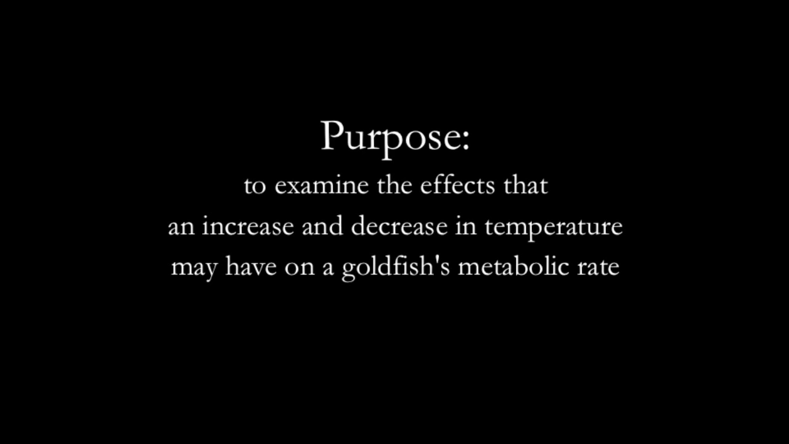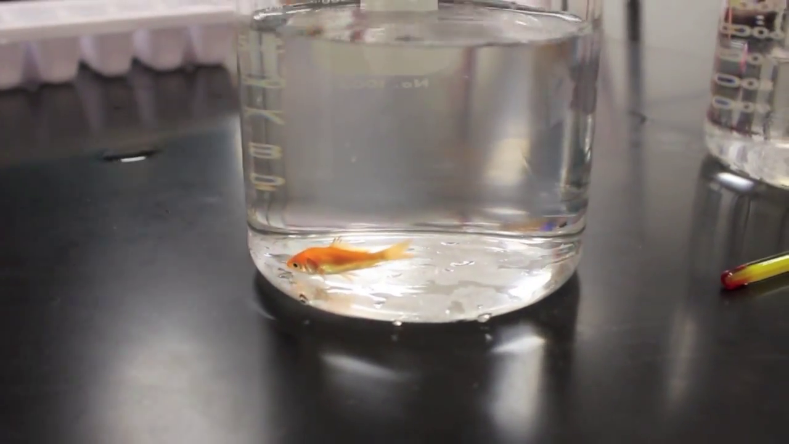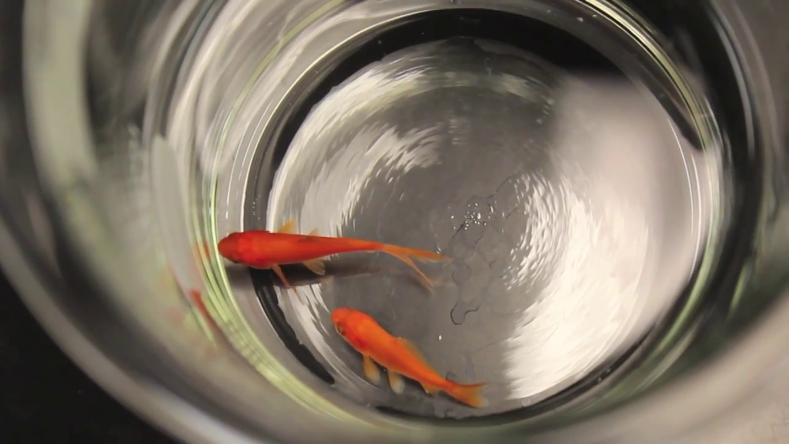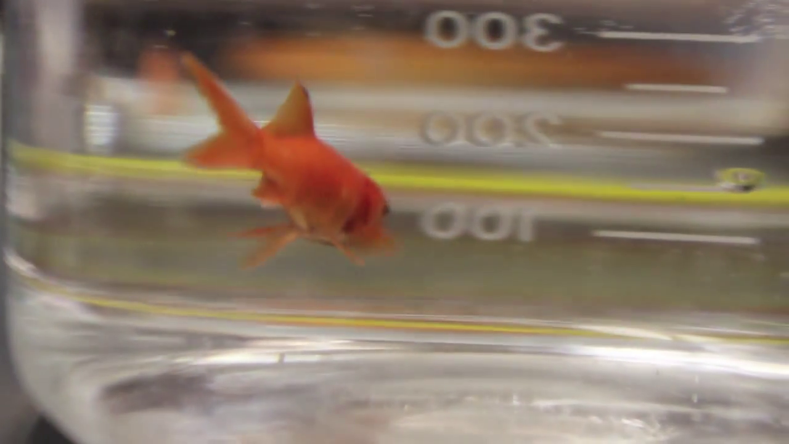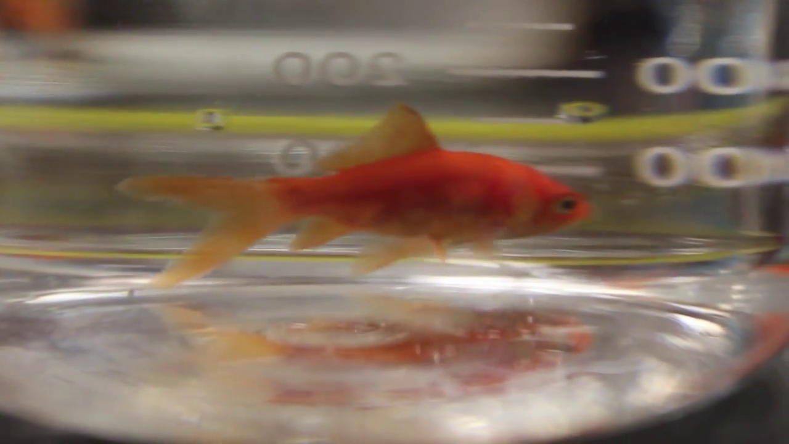In our experiment, we will examine the effects that an increase and a decrease in temperature may have on a goldfish's metabolic rate. It's important to know the effects that water temperature has on a goldfish's metabolic rate so that limitations may be known and that they are kept in the best possible environmental conditions at our homes. Rapid changes in temperature can kill them, and they can't live well in temperatures under 10 degrees Celsius and above 30 degrees Celsius.